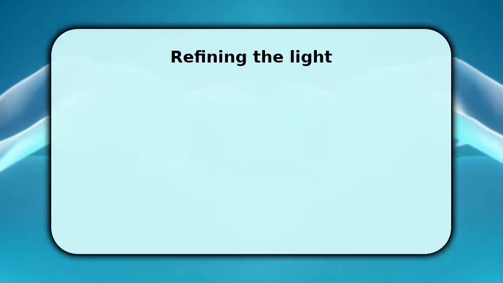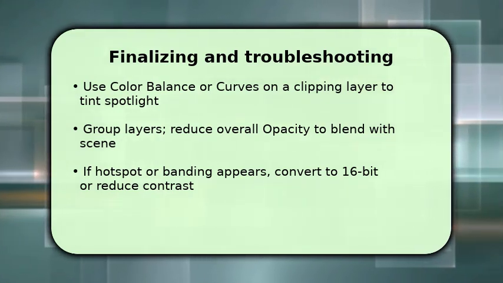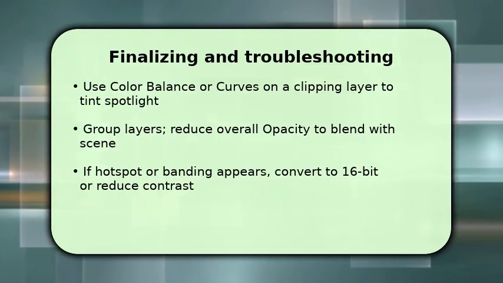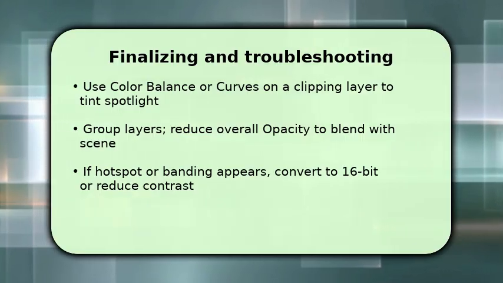Finish by coloring and integrating the spotlight. Create a clipping curves or color balance layer above the light to warm or cool the beam so it matches the scene's light source. Group the related layers and lower the group opacity to blend.